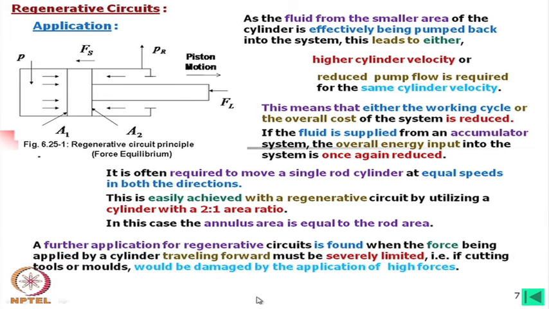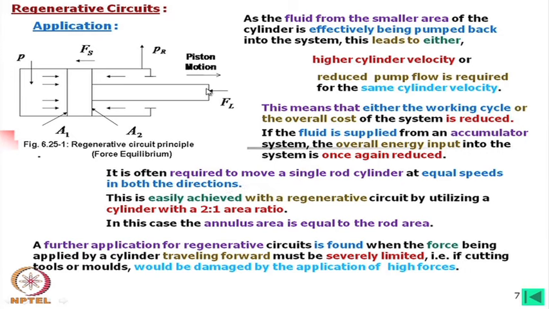A further application for the regenerative circuit is found when the force being applied by a cylinder traveling forward must be severely limited. That is, if cutting tools or molds would be damaged by the application of high forces. That is what I mentioned. So, if you move this piston in this direction with force in both directions, it will have much better control.